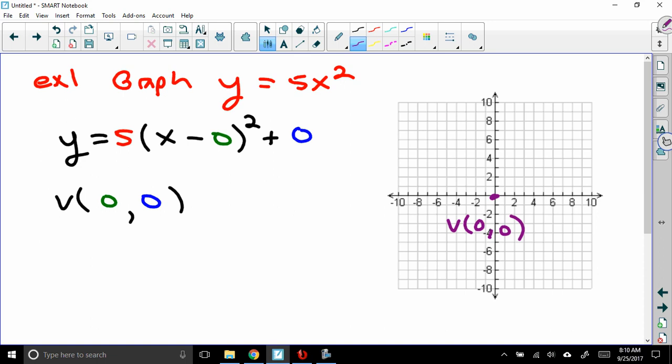Bam, there it is. Now, if we look at our A value, from the vertex we're always going to go over 1. I don't know why people have such a hard time with this, but we're always going to go over 1. And then the A value is going to tell us how far up or down to go. So we're going to go up 5. So over 1 and up 5 because of our A value equaling 5.